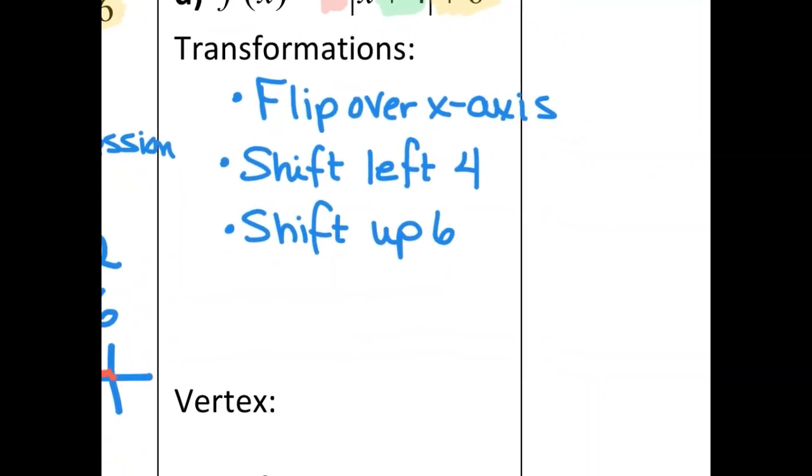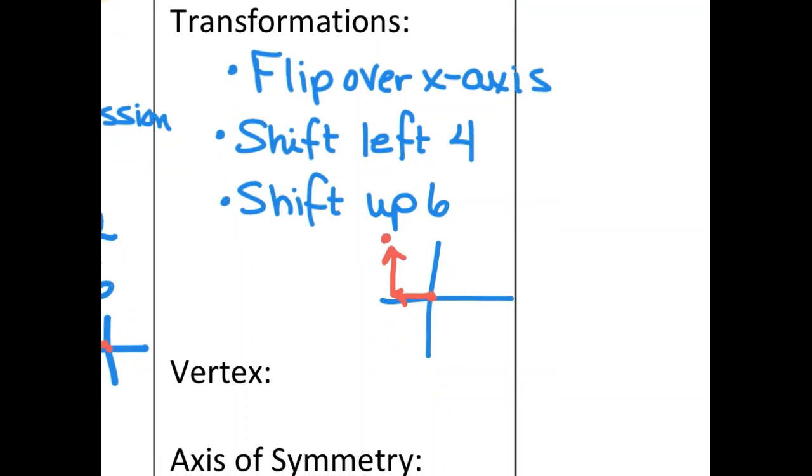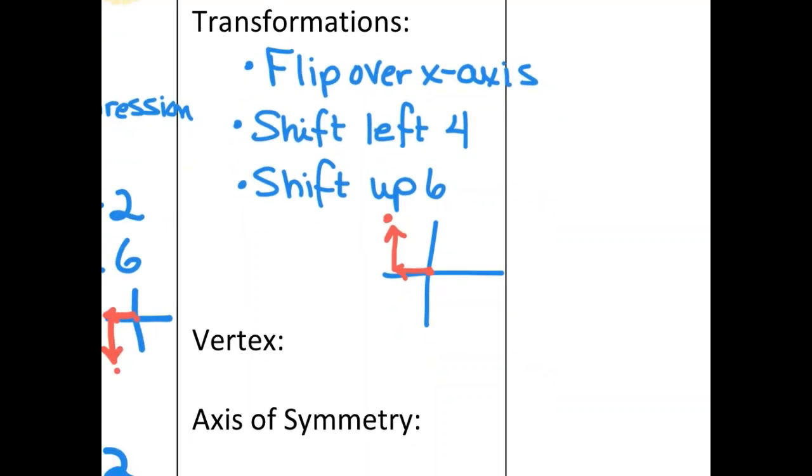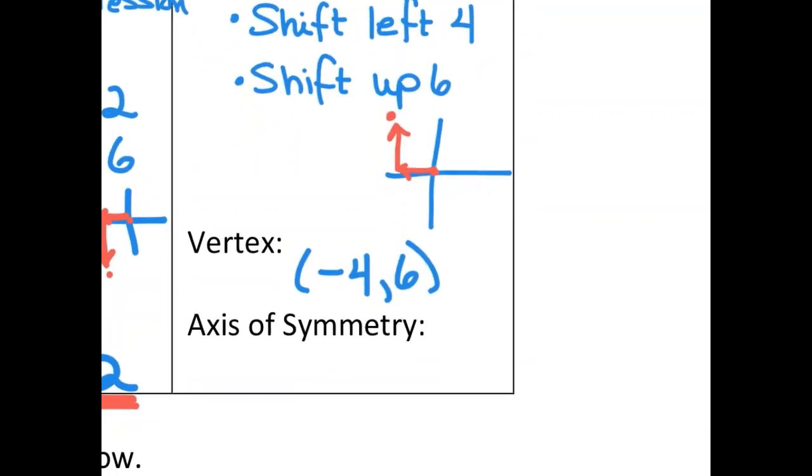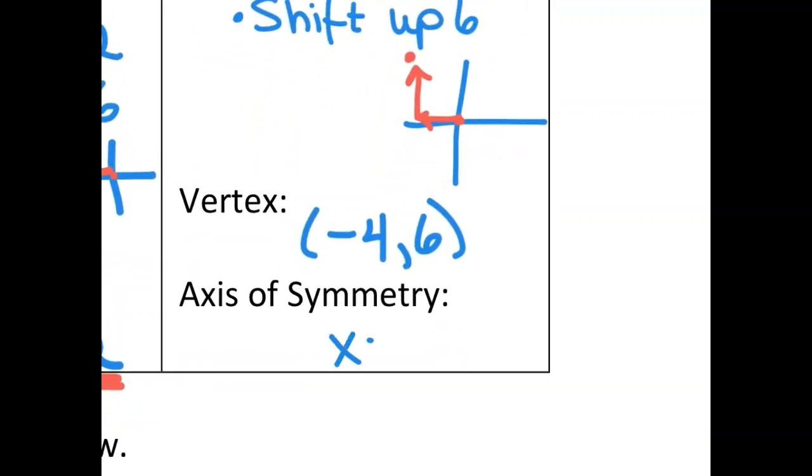So if I move the vertex to the left 4 and up 6, the coordinates of my new vertex, or my transformed vertex, are going to be -4, 6. And the axis of symmetry there is x equals -4.